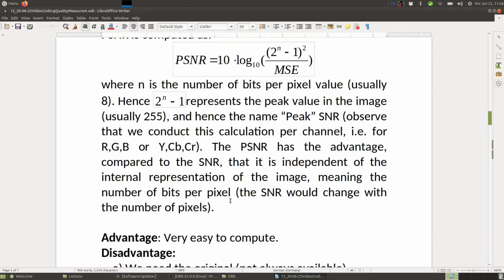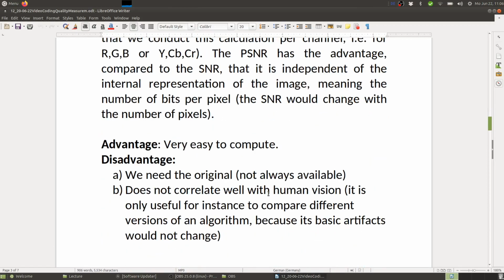The SNR would change with the number of pixels, as I just mentioned. When we have more pixels, the number becomes larger, and hence also the mean squared error, which doesn't really say much about the quality. So that's why we do the normalization. So the advantage: it's very easy to compute, right? This formula is really quick and easy. Disadvantage: A, we need the original, which is not always available to be able to compute the mean squared error. And B, it does not correlate well with human vision.